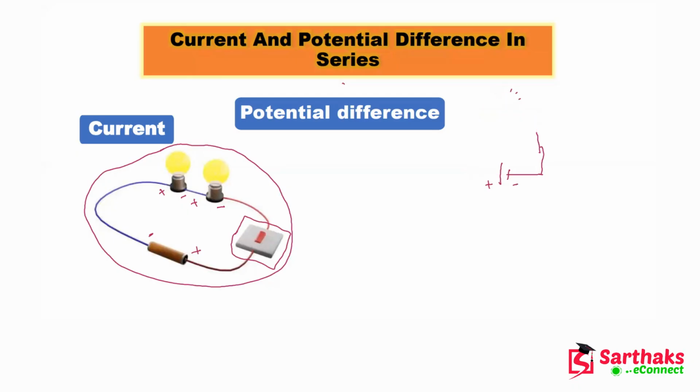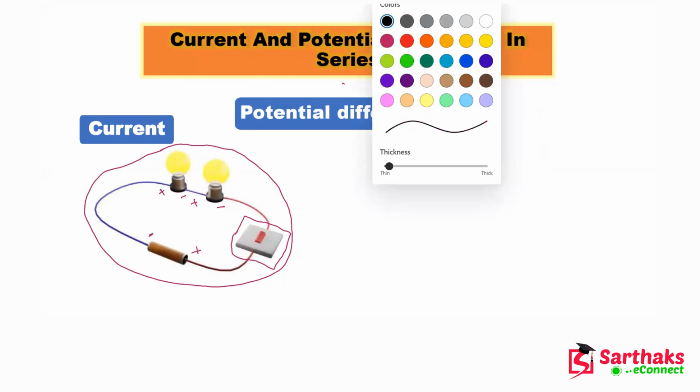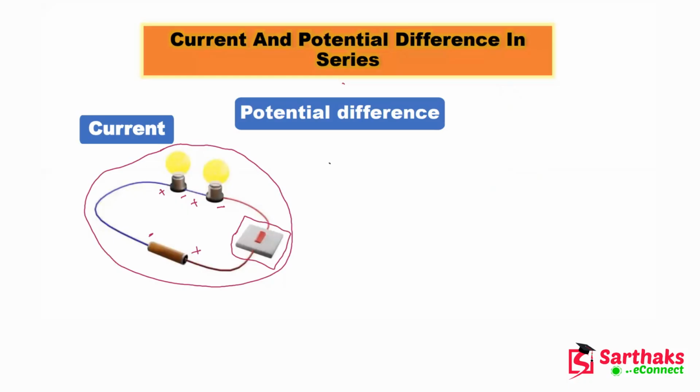Okay, so let me erase it. So basically, here what is our motive? We are trying to find out what happens when we connect the appliances in series. What happens with current and potential difference on those appliances? Let's suppose the voltage here is 20 volt. In series connection, this 20 volt will be divided between these two bulbs.